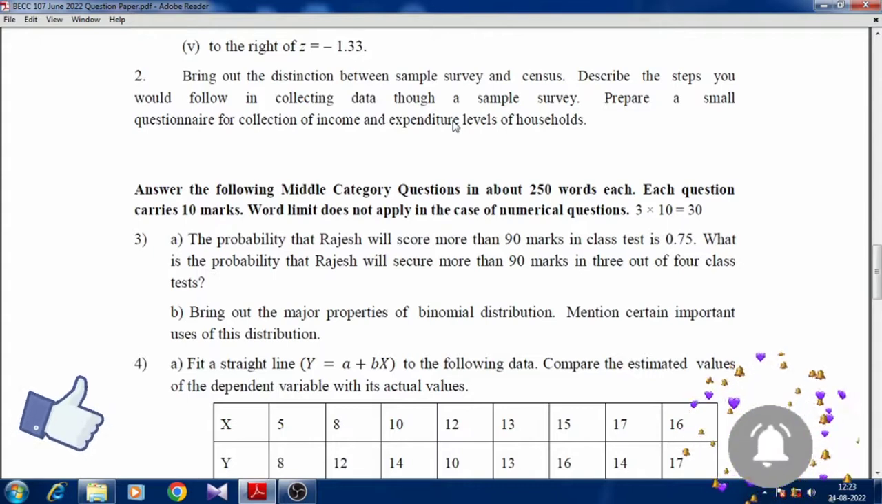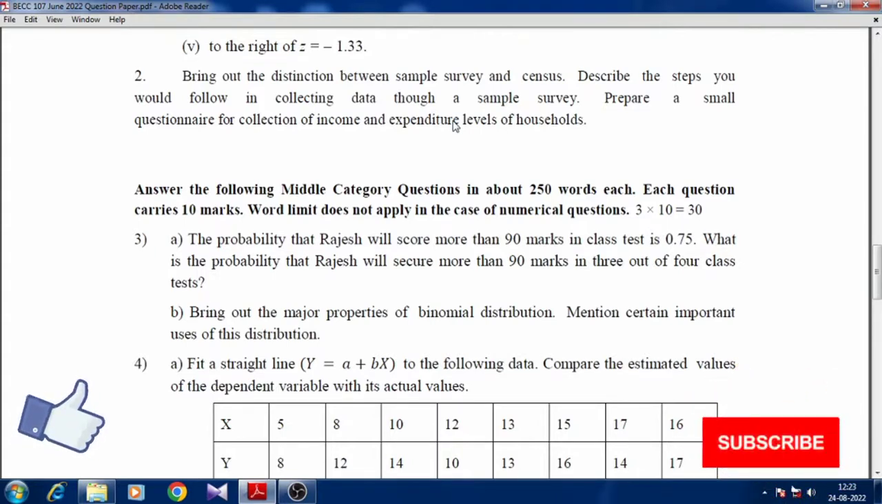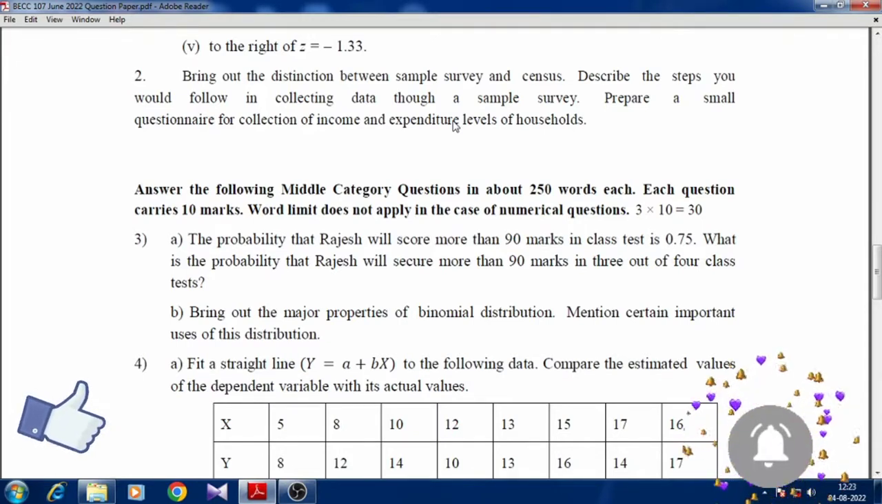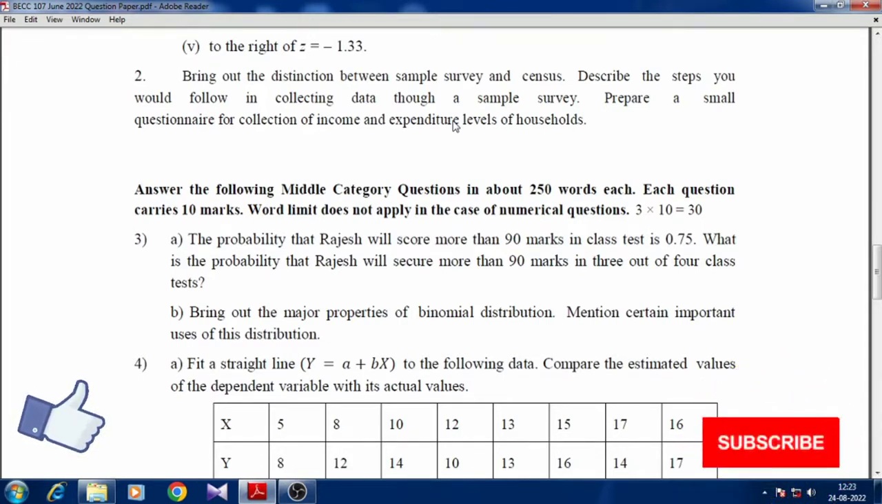Answer the following middle category questions in about 250 words each. Each question carries 10 marks. Word limit does not apply in the case of numerical questions.